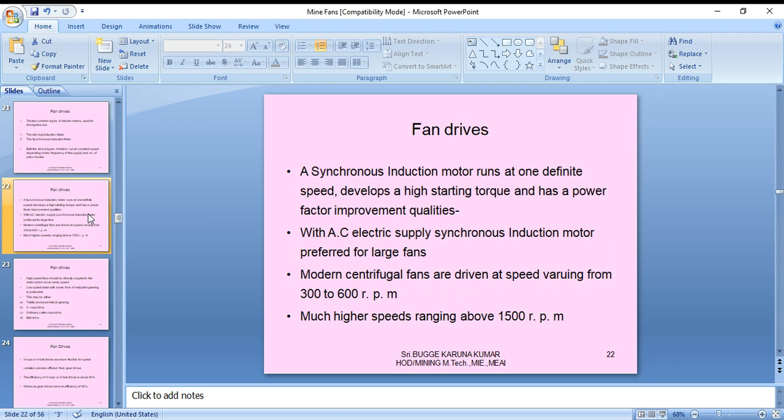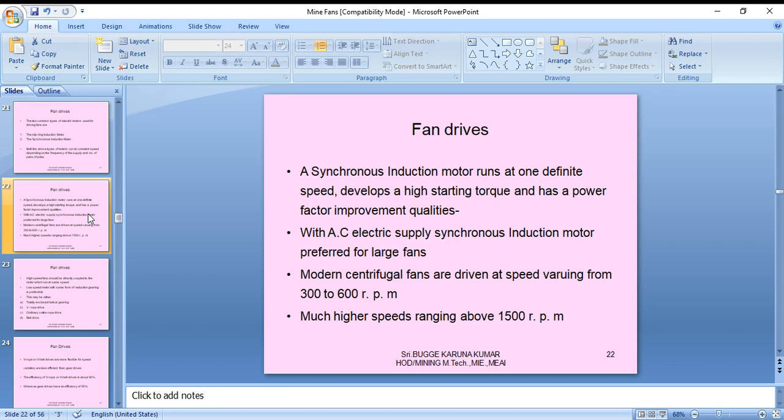And fan drivers. A synchronous induction motor runs at one definite speed, develops a high starting torque, and has a power factor improvement quality. With AC electric supply, synchronous induction motors are preferred for large fans.